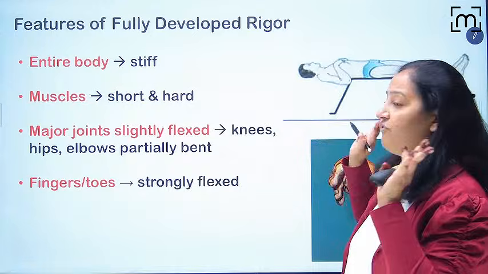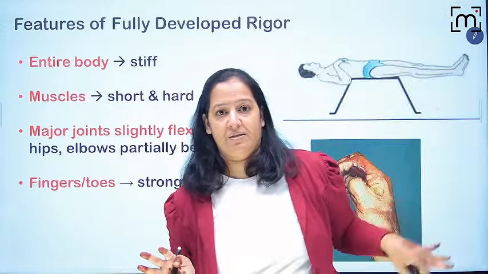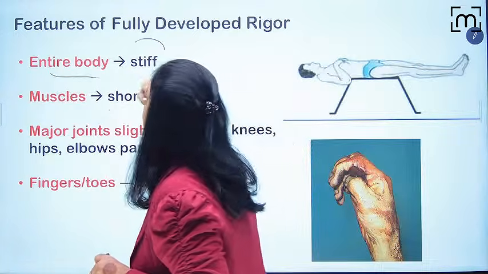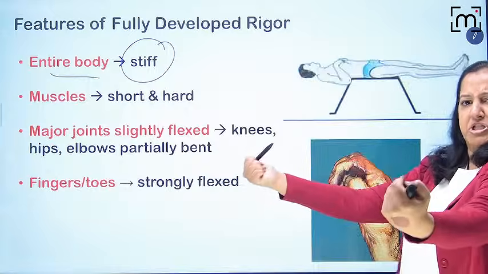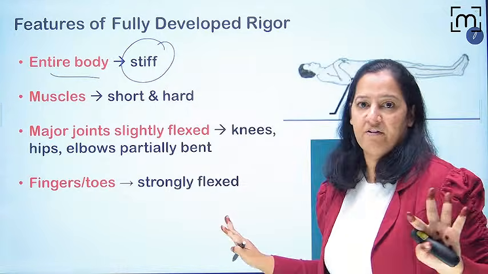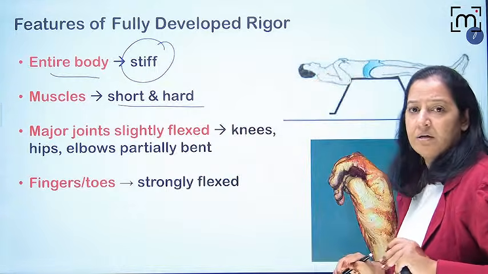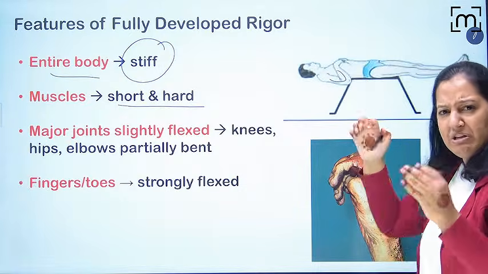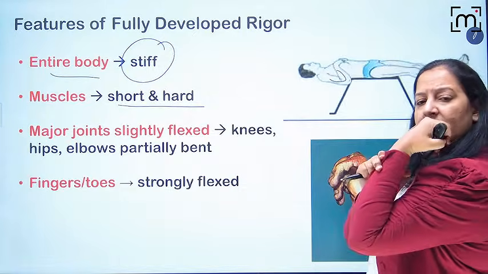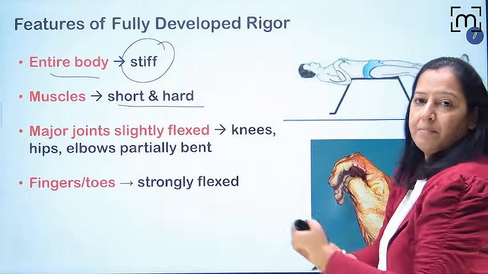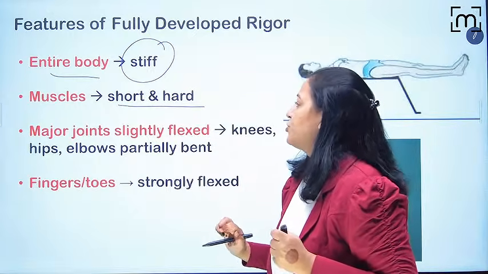Okay. Now when there is fully developed rigor mortis, tell me the features. The entire body is stiff. Can you see the entire body is stiff like that when rigor mortis is fully developed after 12 hours. Okay. Muscles are short and hard. All the muscles, you will see they are very hard. If it is like this, you have to take effort to open it in a dead body. Okay. So the muscles are short and hard.